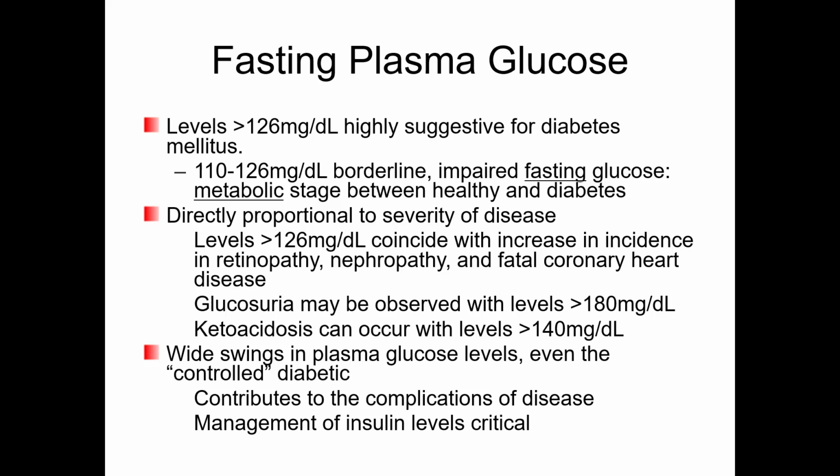Glucosuria may be observed with levels of greater than 180 mg per deciliter. So glucosuria is talking about glucose in the urine. Under normal circumstances, there would be no glucose in the urine. So when we start to see glucose pouring over into the urine, we know that there's an issue with elevated blood glucose levels. Ketoacidosis can occur with levels greater than 140 mg per deciliter. Wide swings in plasma glucose levels occur even in controlled diabetic patients.